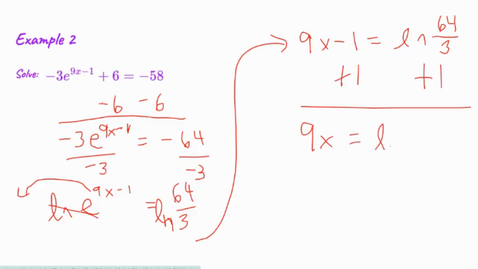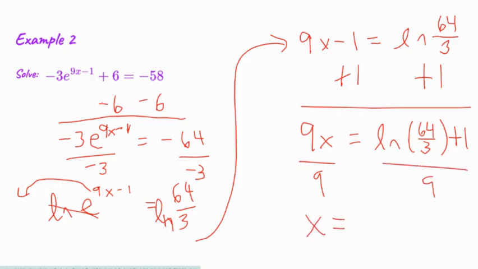We get natural log. I'm going to wait till the very end to do some calculations so that it's as exact as possible. And we get x equals, go ahead and type that in, the natural log of 64 divided by 3 plus 1, and all that divided by 9, we get about 0.4511. As usual on homework, make sure you are following instructions when it comes to decimals. Usually it's to the thousandth.